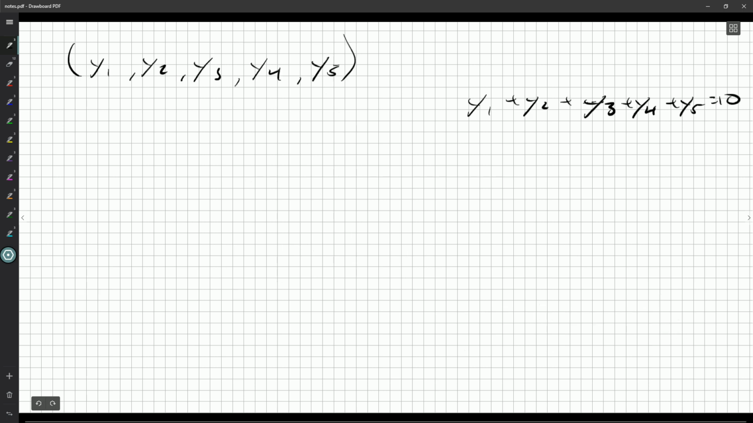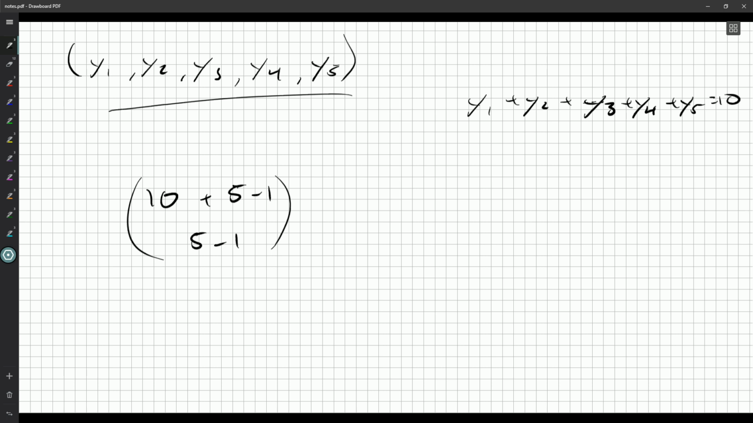Now, if we've got 5 things, we're going to do 10 plus 5 minus 1, choose 5 minus 1. Okay? There's another way to visualize this. This is something called the stars and bars method. We know that the y1 through y5 have to add up to 10. So imagine we had 10 stars. I'm going through another way just in case somebody is not happy with the hyperplanes that I'm talking about, or they're uncomfortable thinking that way. Here's another way to think about it.